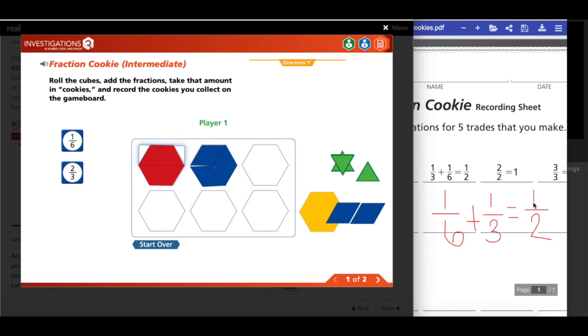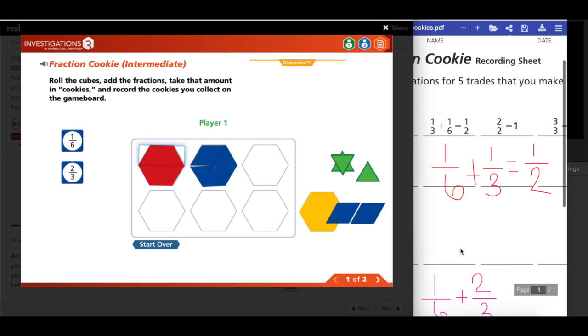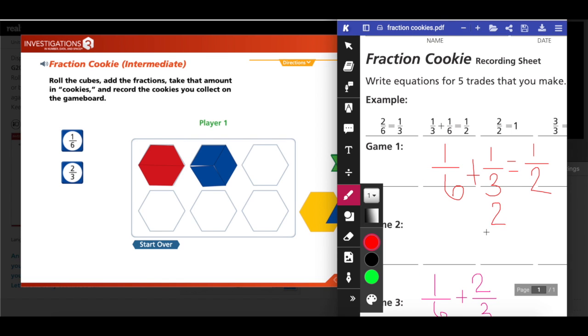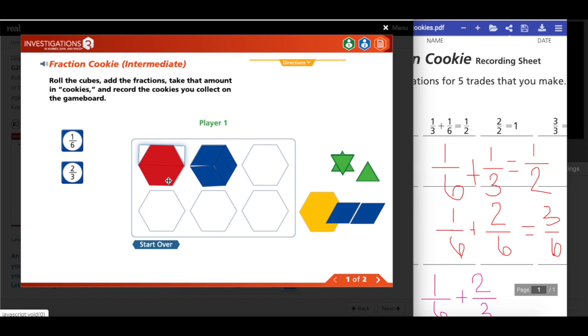The reason that I know that this is equal to 1/2 is I could also think of different equivalent fractions. So I know that 1/3 is equal to 2/6. So if I did 1/6 plus 2/6, that's equal to 3/6, which is also equivalent to 1/2. They're the same amount, which I just saw by being able to swap out my triangle and my rhombus.